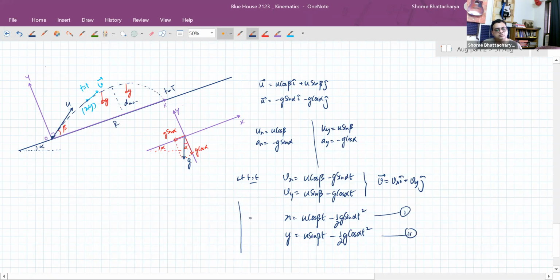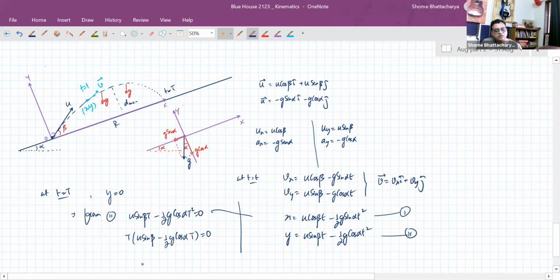So now you can see that at t equal to capital T, the y coordinate should become 0. Therefore, from equation 2 that I've written there, u sin beta T minus half g cos alpha T square should be 0. So we factorize it, and it is exactly the same method, the only difference being that the acceleration now has a component g cos alpha along the y-axis instead of just g. So the time of flight will come out to be 2u sin beta divided by g cos alpha.